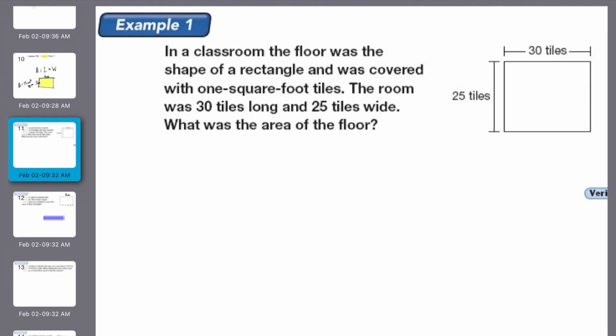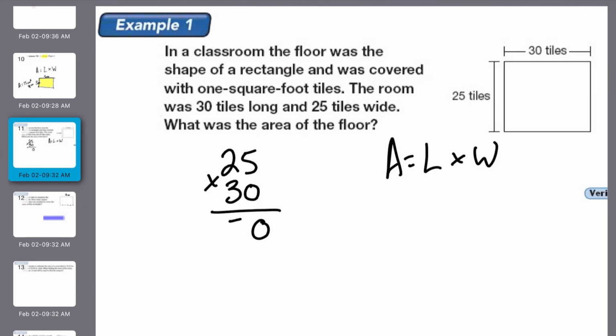In a classroom, the floor was the shape of a rectangle and was covered with 1 square foot tiles. The room was 30 tiles long and 25 tiles wide. What was the area of the floor? So here you do area equals length times width. So 25 times 30. So 750 square tiles, or 750 tiles squared.